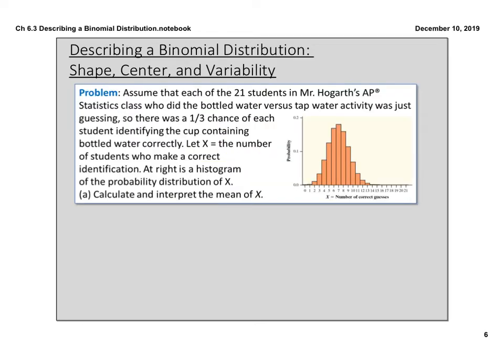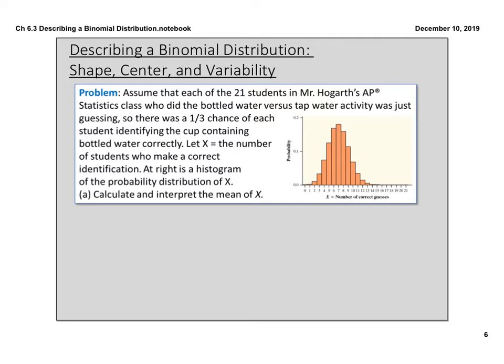All right, so let's practice with those formulas. It says, assume that each of the 21 students in Mr. Hogarth's AP statistics class who did the bottled water versus tap water activity was just guessing. So there's a third of a chance of each student identifying the cup containing bottled water correctly. Let X equal the number of students who make a correct identification.